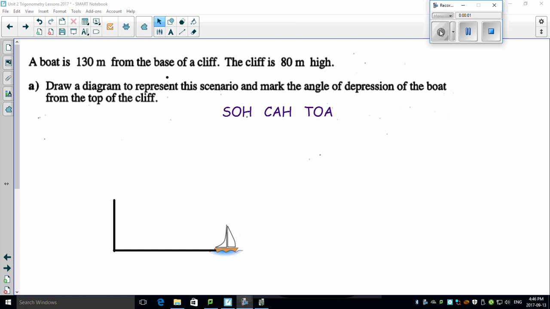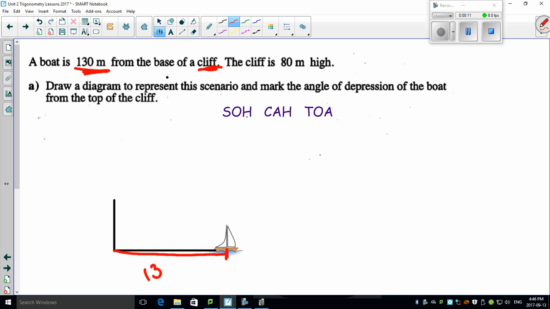Here's a question that has some weird terminology in it. Let's read it. A boat is 130 meters from a cliff. Okay, so there's our boat. From here to here is 130 meters. Excellent. The cliff is 80 meters high. So this must be our cliff right here, that it's 80 meters high.